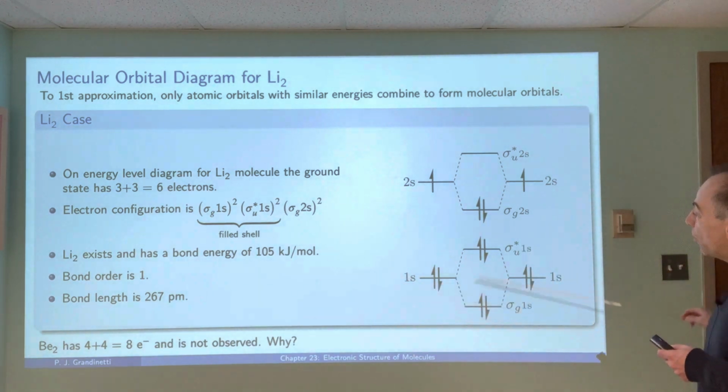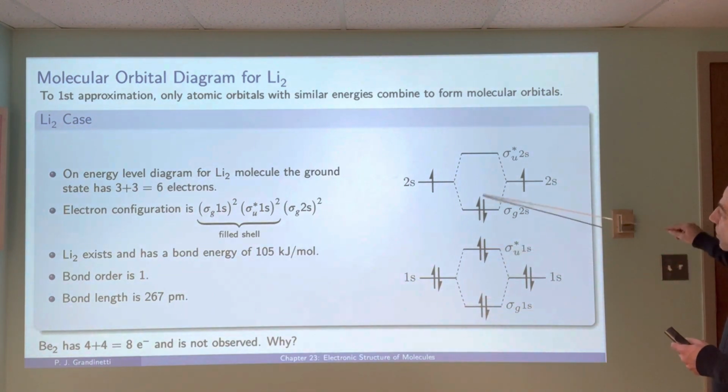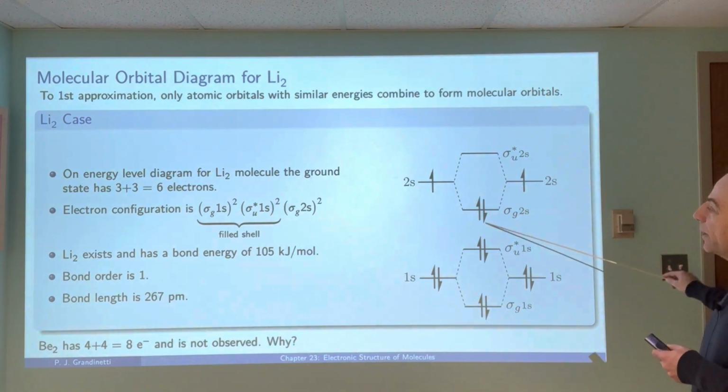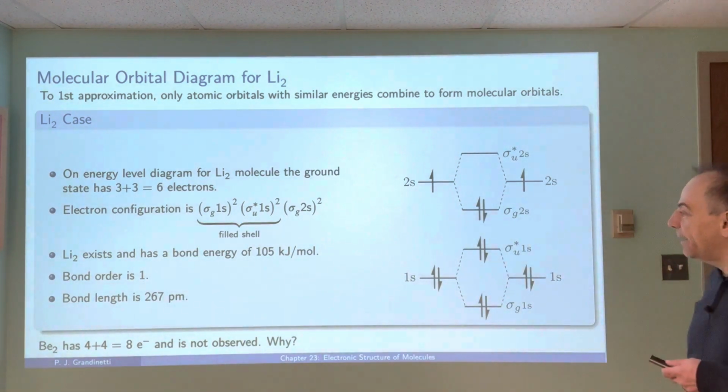105 kilojoules per mole, and you can see that if you're calculating the bond order, well, these guys are going to cancel, and we're just going to have the 2 in the bonding orbital here, so we're going to have a bond order of 1 after we multiply 2 by half.